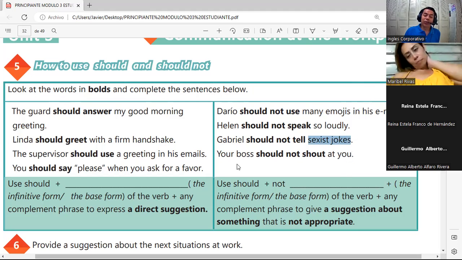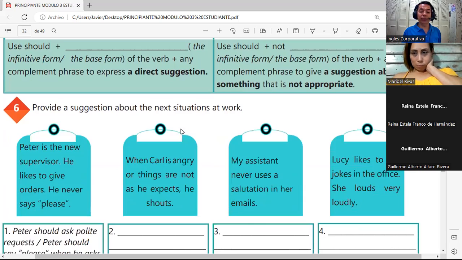Ok. Your boss should not shout at you. El jefe no debe gritarles. O yell. Yell quiere decir gritarle a usted, ¿verdad? No deben gritar. Hay jefes gritones también, ¿verdad? Compañeros que quieren mandarlo a uno también. No shout. No gritar, right? Ok, class. Creo que hemos practicado bastante el uso de should y shouldn't.